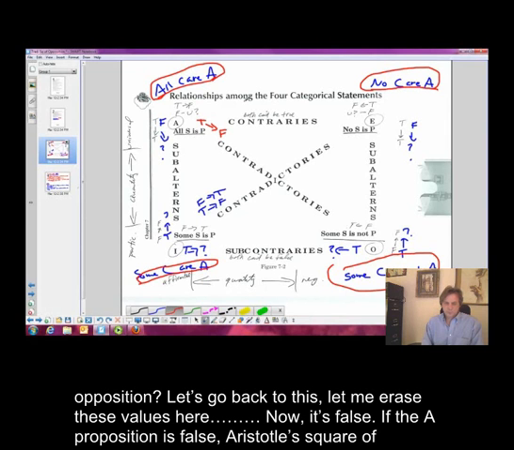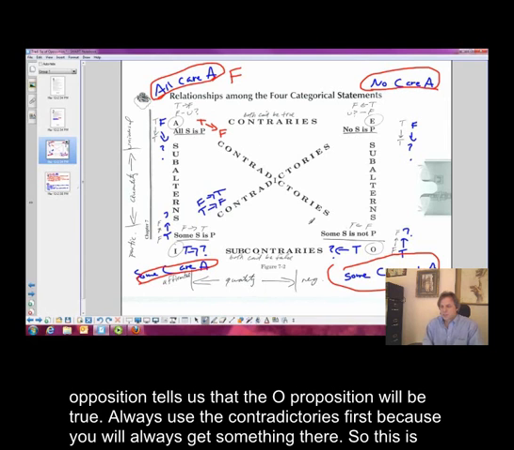Now, it's false. Okay? If the A proposition is false, Aristotle's square of opposition tells us that the O proposition will be true. Always use the contradictories first, because you will always get something there. Okay, so this is true here.